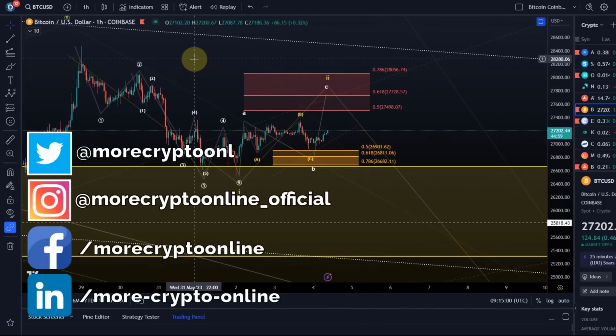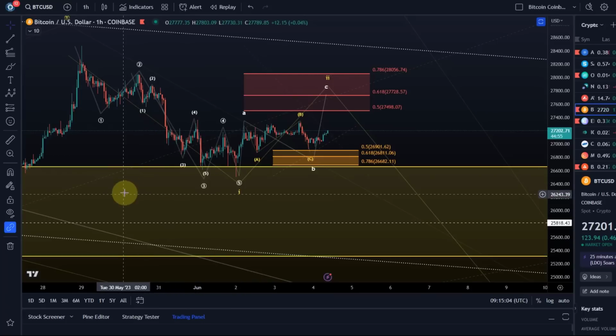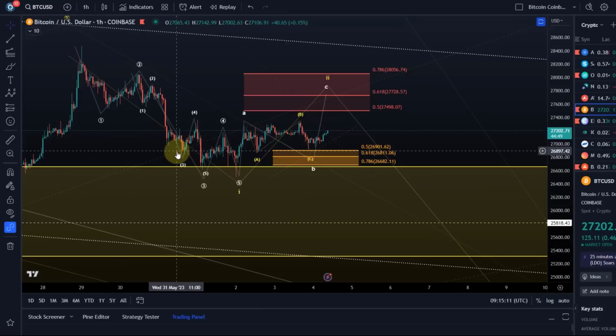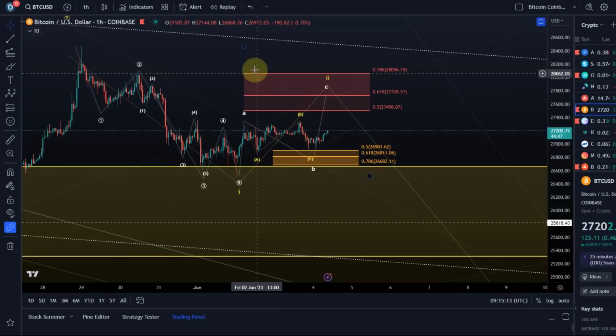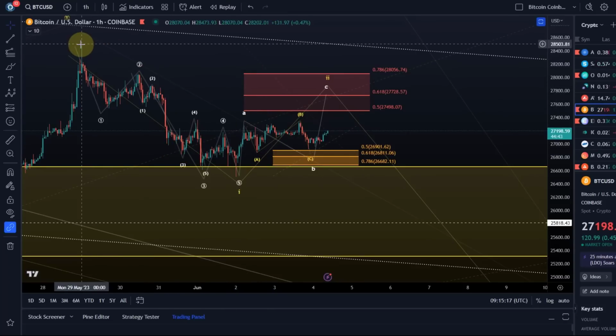We're going to take a look at my Elliott Wave count for Bitcoin. We take a look at the short-term bullish one as well as the short-term bearish one. Now let's start with the short-term bearish one, because this is the one which I think is in control at the moment. We're looking at this move down of the 29th of May as an impulse.